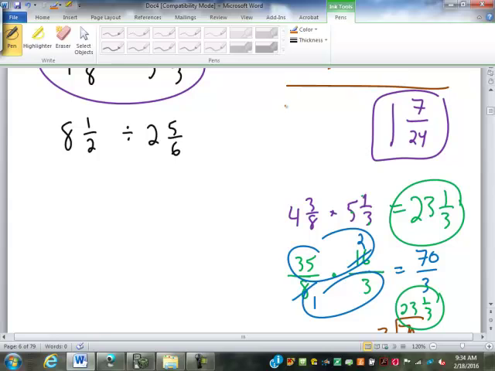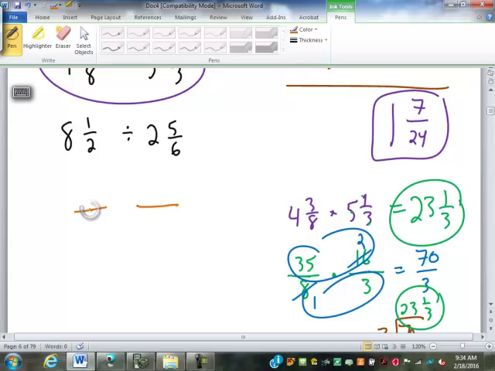Okay. Then our final problem. 8 1/2 divided by 2 5/6. Well, our division, the shortcut we use is to take the reciprocal and multiply. So it makes sense that we're going to do the same steps we did with multiplication. So we're going to change them into improper fractions.